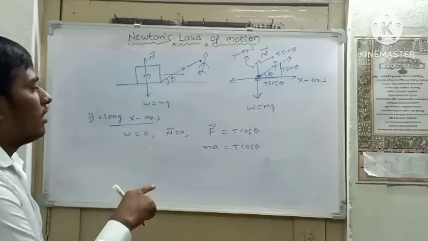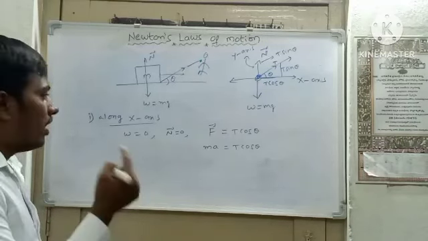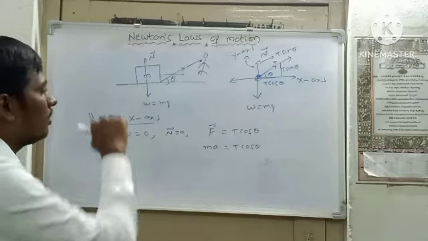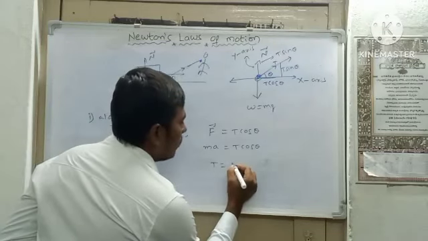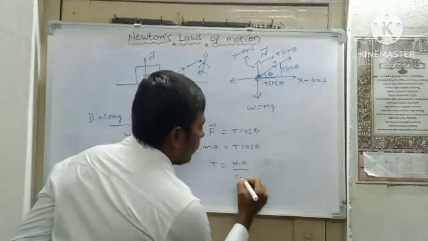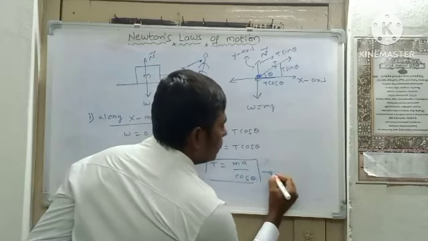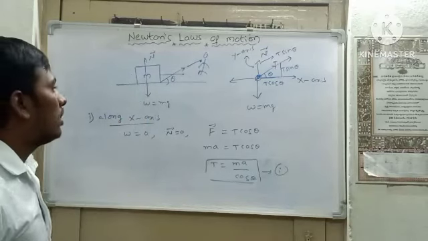So here our first question is what? Find out the tension T applied by the string on the body. What is the tension? T is equal to MA by cos theta. This is about the first question. Next we are going to the second question.